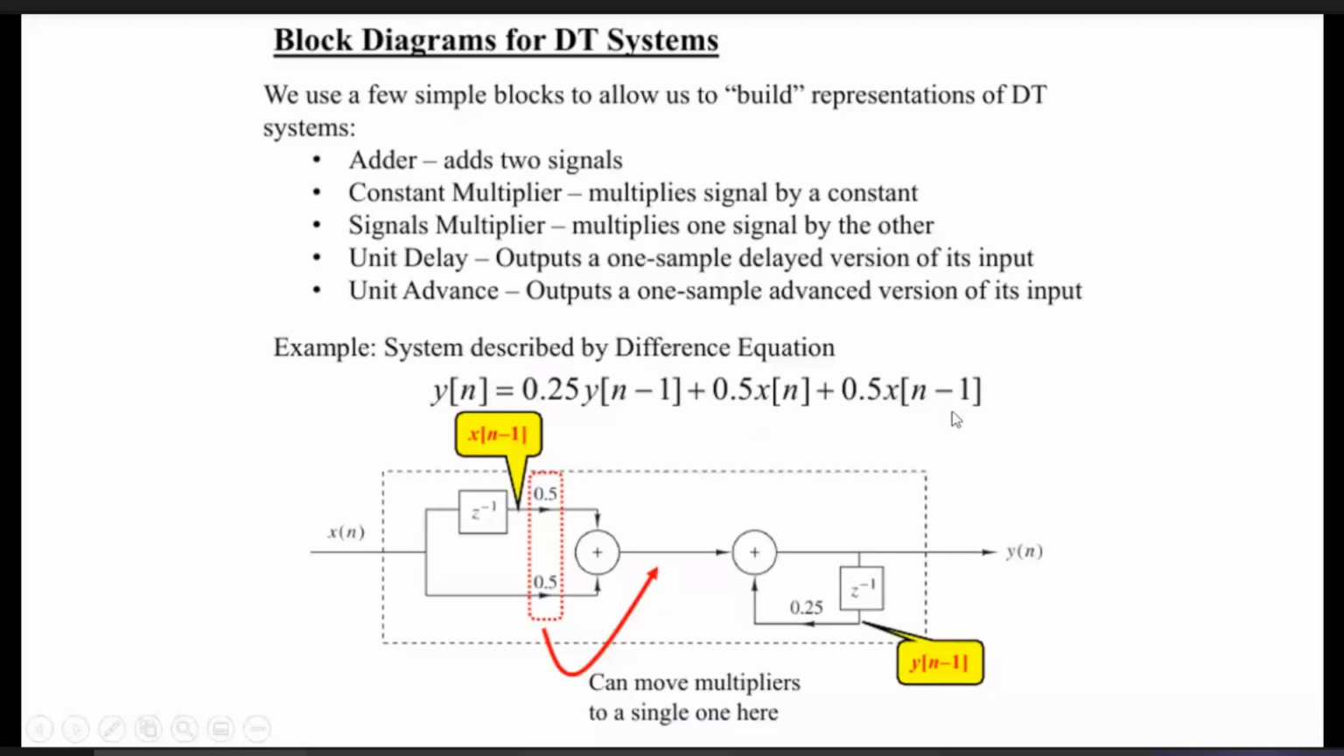This part is over. Now the output y[n] is delayed and scaled by 0.25. Both this and this part are added and you get the final output y[n]. So this is the simple representation of a recursive system or difference equation. When the output is fed back, when feedback is there, it is called recursive.